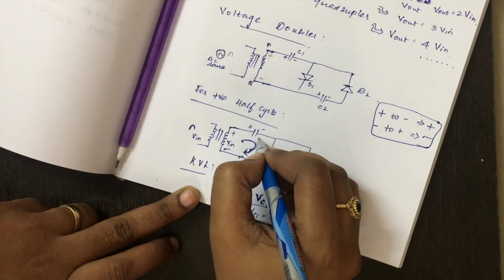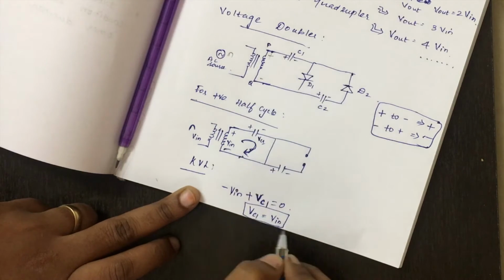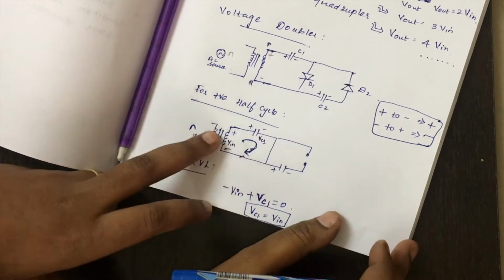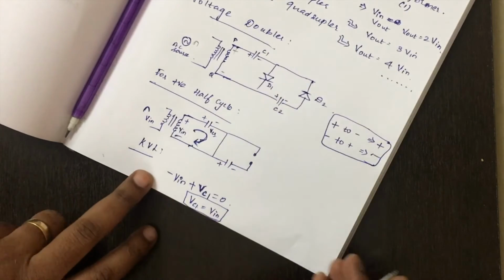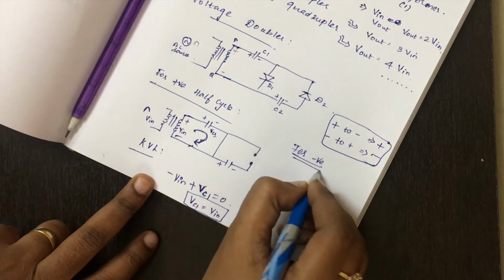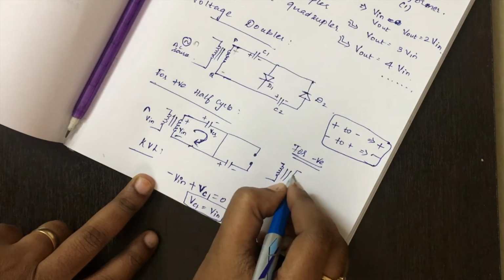So this is also Vc1. The voltage across this capacitor is also equal to the input voltage. Now for the negative half cycle: power transformer, capacitor.